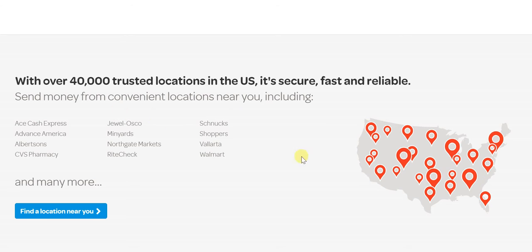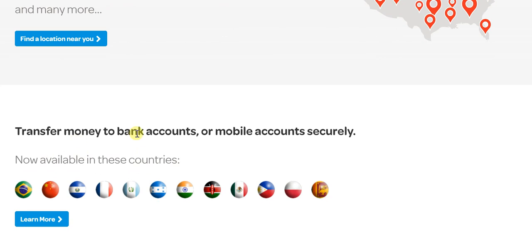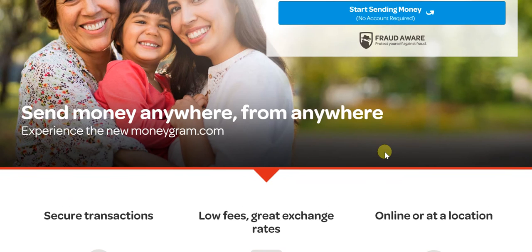And in the US, if you're looking at a particular location to send from, there are so many of these. Imagine there are as many as 40,000 trusted locations in the US. So if you were to physically send the money as well, you would find that there are so many of those, to the extent that you can easily pick and choose a location which is near you. And when it comes to transferring money to bank accounts, again, that's something which we did see in this particular instance. In fact, Brazil is the first country which is showcased right here, that you can easily send money to bank accounts as well as to mobile accounts. So that is also something which is easily possible with MoneyGram.